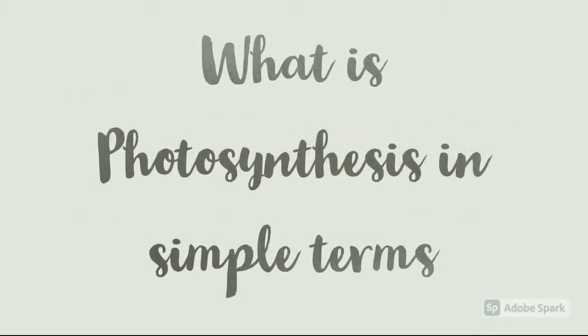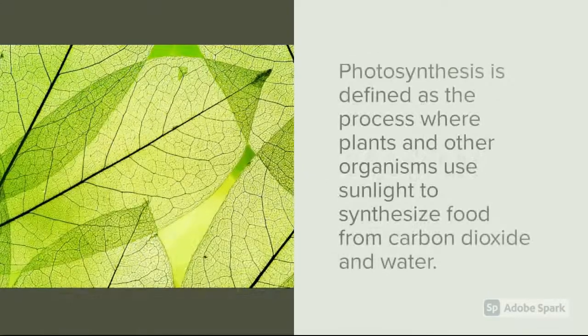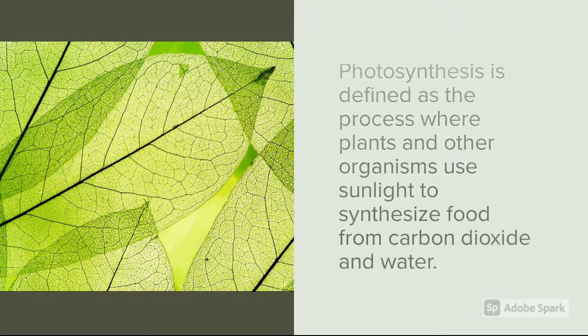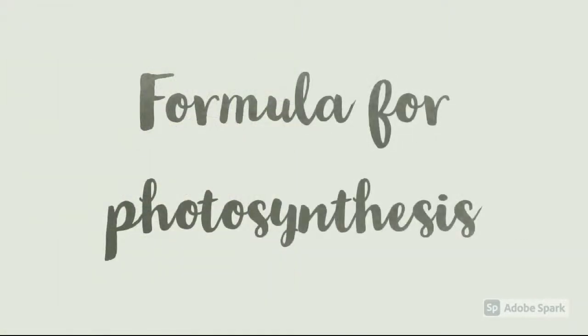What is photosynthesis in simple terms? Photosynthesis is defined as the process where plants and other organisms use sunlight to synthesize food from carbon dioxide and water. Now that we've discussed the definition for photosynthesis, let's look further into it with the formula.